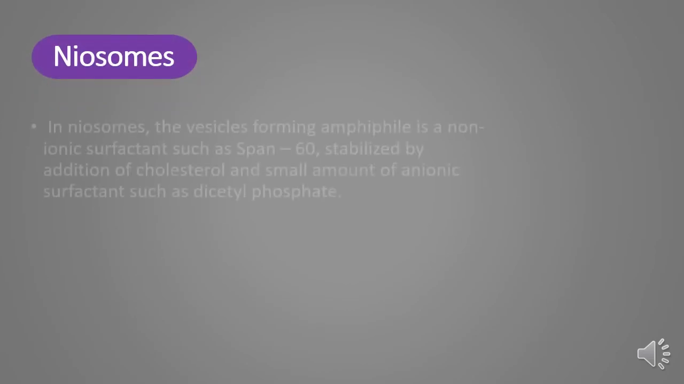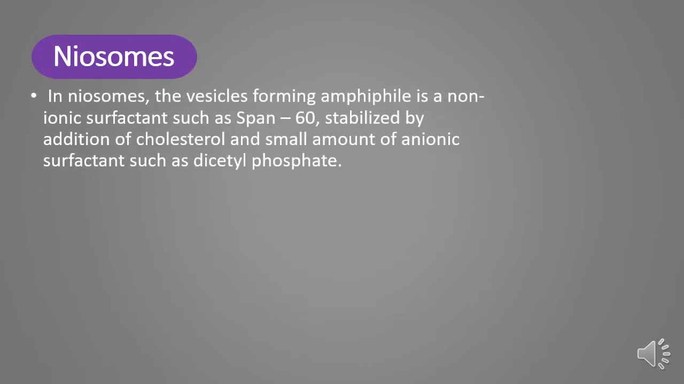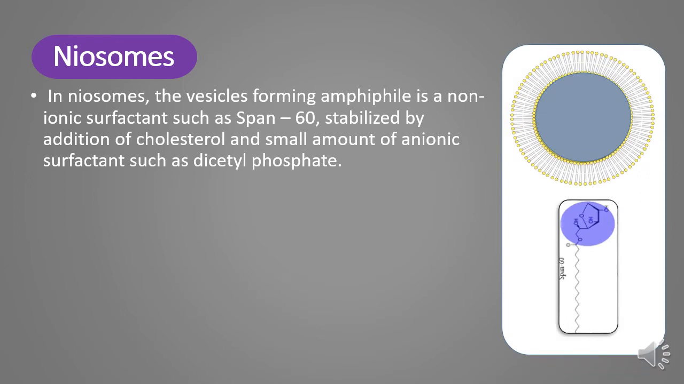Neosomes. In neosomes, the vesicle forming amphiphile is a non-ionic surfactant such as SPAN60, and it creates a bilayer-like structure, and here is a structure of SPAN60 which can be used to produce this bilayer. And this bilayer can be stabilized by the addition of cholesterol or a small amount of anionic surfactant such as dicetyl phosphate.